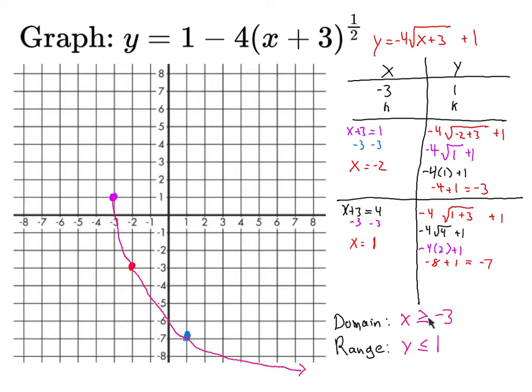Alrighty, so my domain is x is greater than or equal to negative 3, because at negative 3, the graph is going to the right of it, or values larger than negative 3, or equal to. My range is y less than or equal to 1, because at this dot, my graph is going below 1. See right here? My y values are 1 and below. So those would be my domain and range.